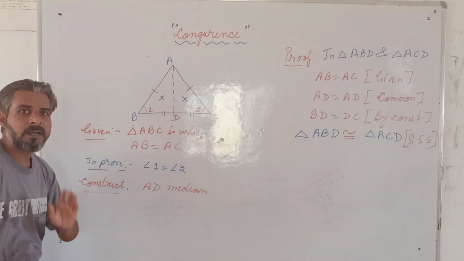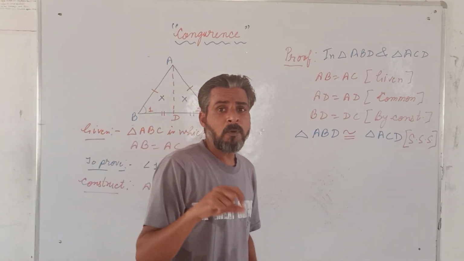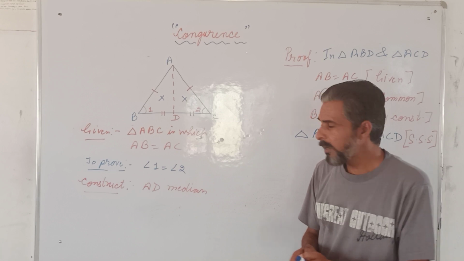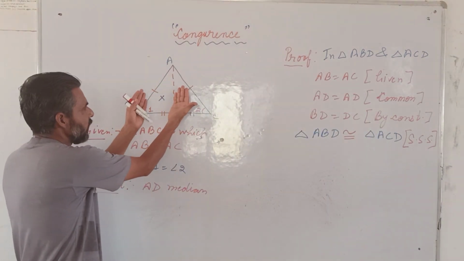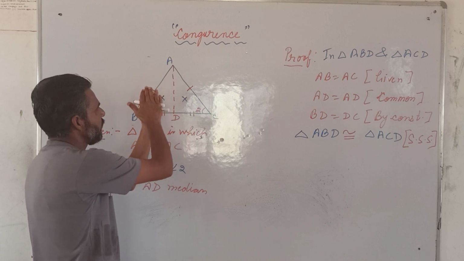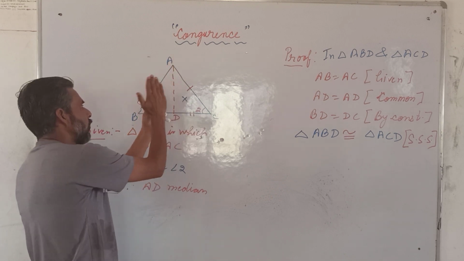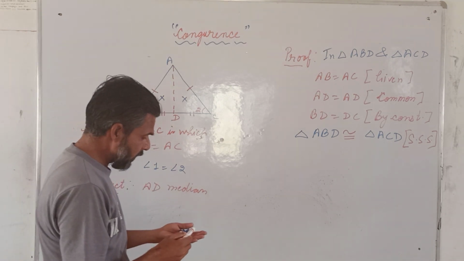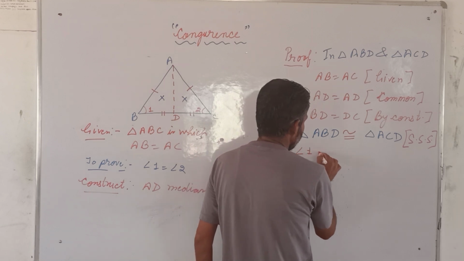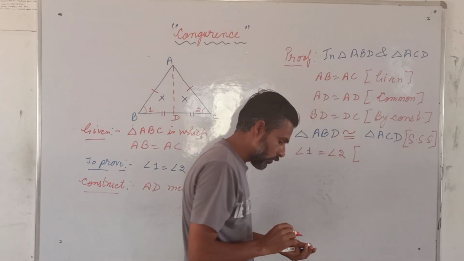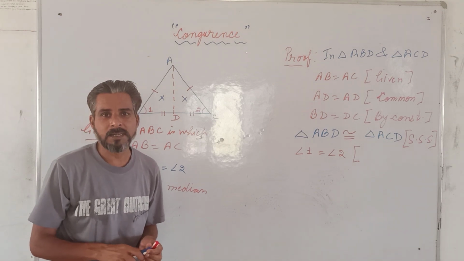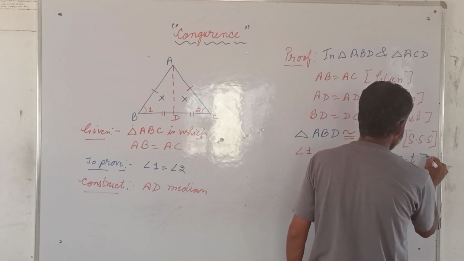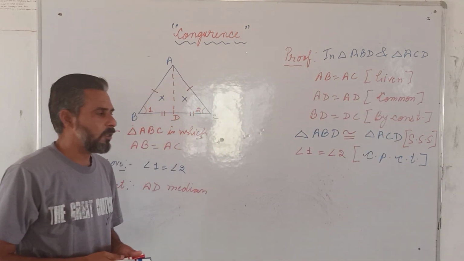When the triangles are congruent, I told you previously that the corresponding parts, corresponding sides and corresponding angles will also be equal. So here, if these two triangles are congruent, it means if we fold ADC on ABD, then it will completely overlap. So from here we can write angle 1 is equal to angle 2. Then again, we have to supply the reason for that. Reason is CPCT. By CPCT, angle 1 is equal to angle 2.